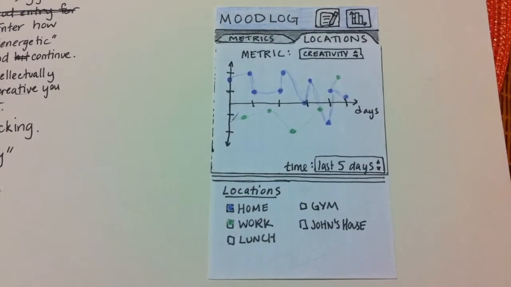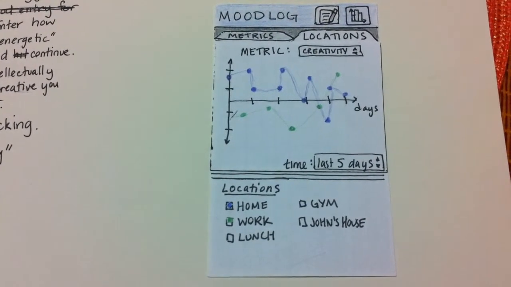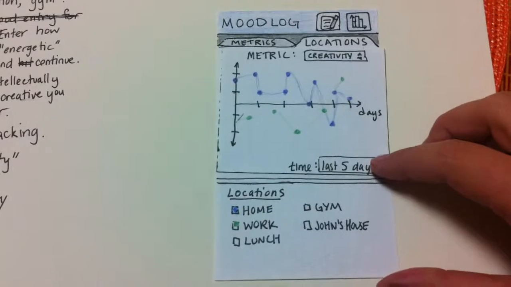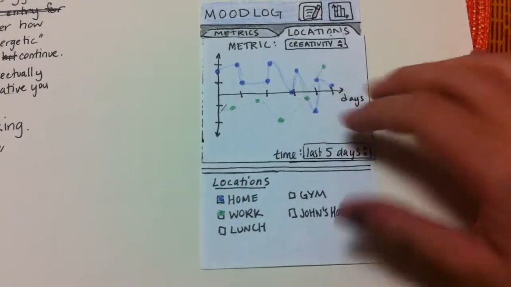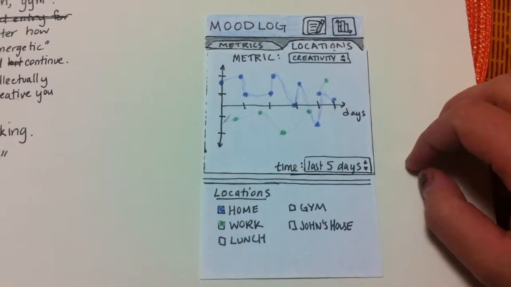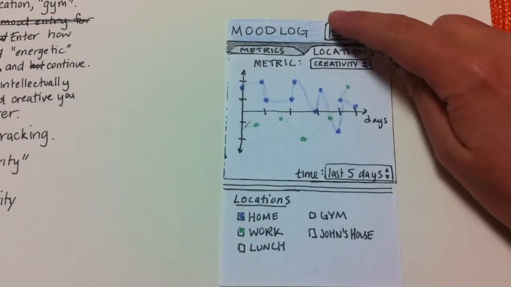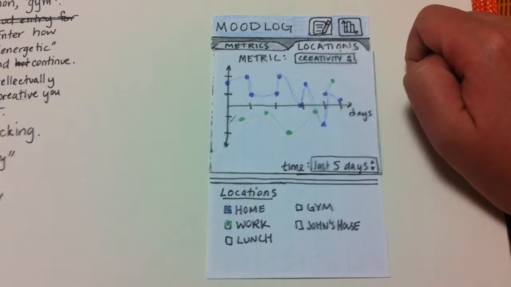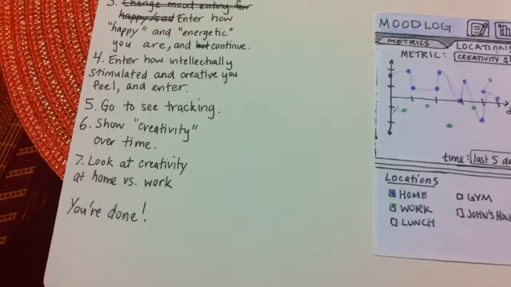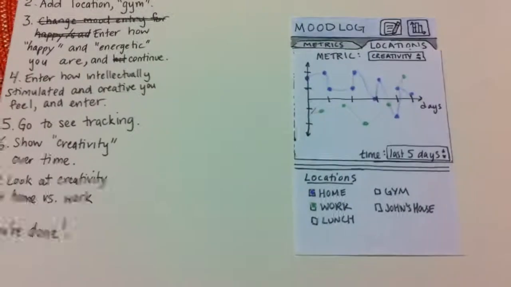And I'm trying to think if there were any other choices I made. Here you could change the time if you wanted. The amount of time that you want to show wasn't part of the task list. You could go back and get a new entry by clicking this. And I'm going to go ahead and say that you're done. Alrighty, thank you very much.